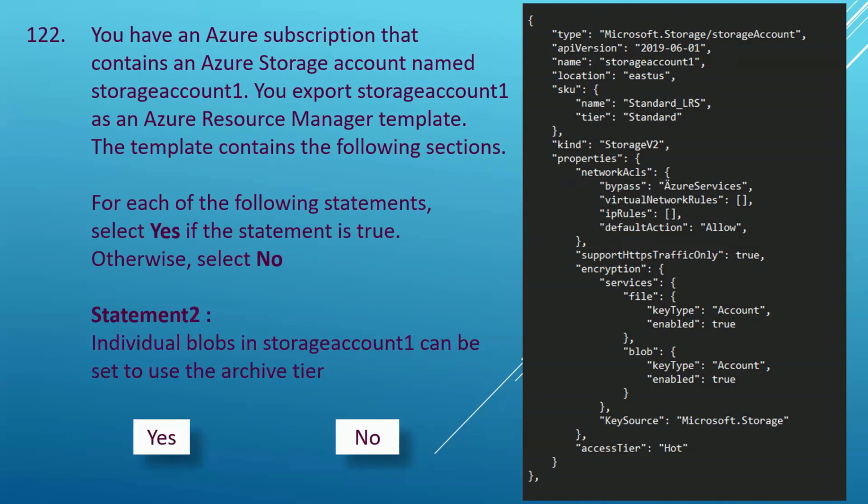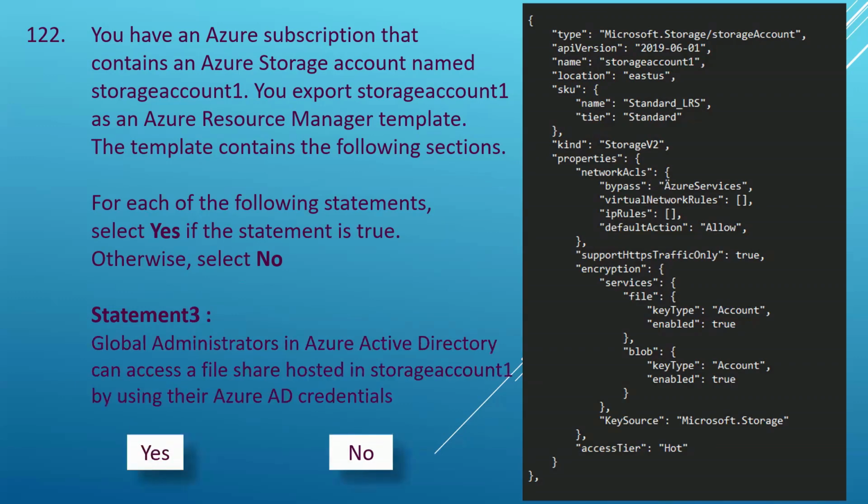Next statement. Individual blobs in storage account 1 can be set to use the archive tier. The kind of storage here is storage V2, which allows tiering. So even though the storage account access tier is set to hot, which you can see at the bottom of the screen, you can set individual blobs to use the archive tier because the storage account type is storage V2.